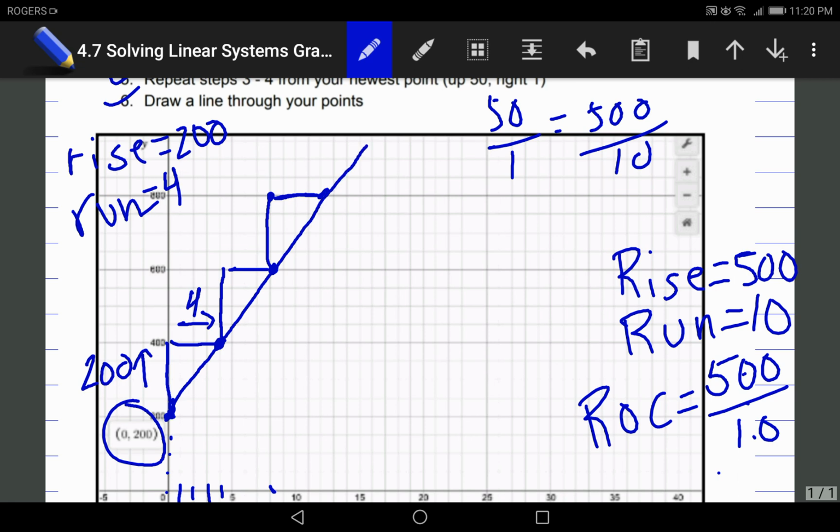Do you have to draw these lines here? Absolutely not. I'm just drawing them to show you that I'm going up 200 and right 4. You can just eyeball where your next point will be. You don't have to draw those lines. This is the exact same line that we drew before as the 500 over 10. It's an equivalent fraction. It's the exact same line that we drew.